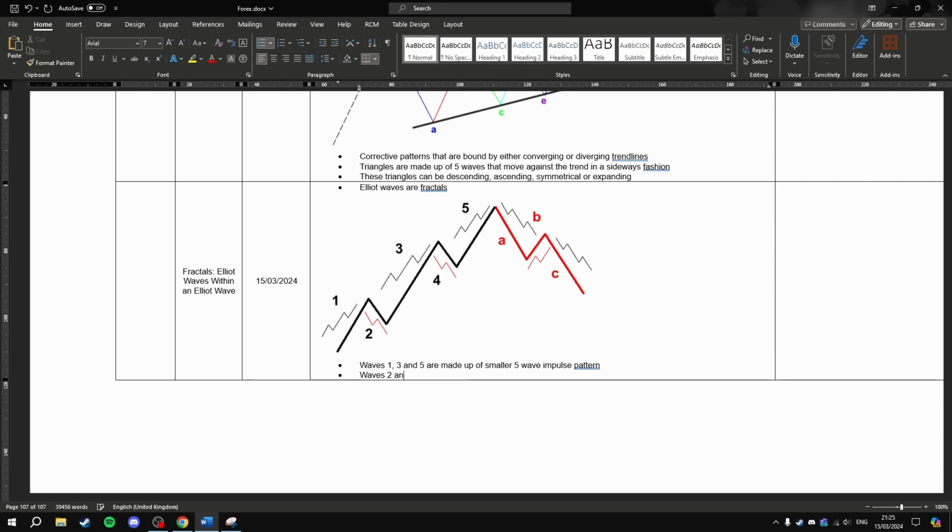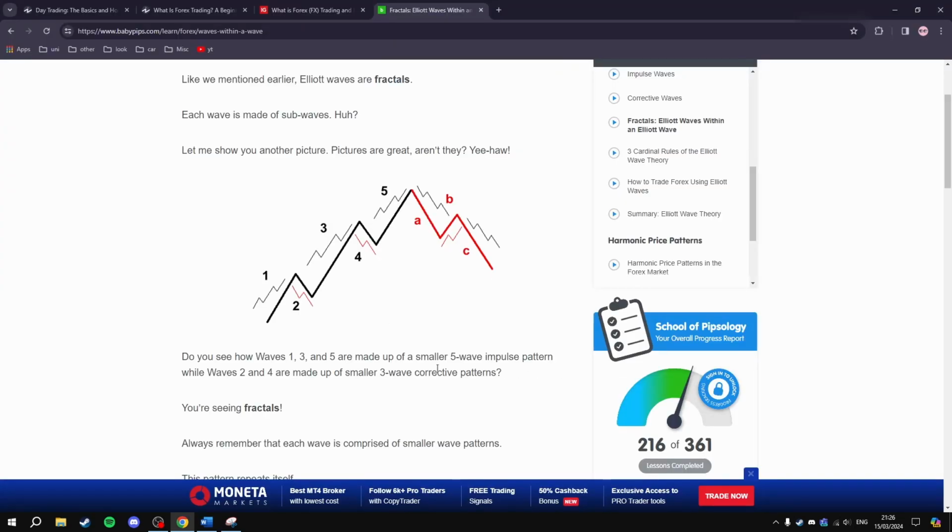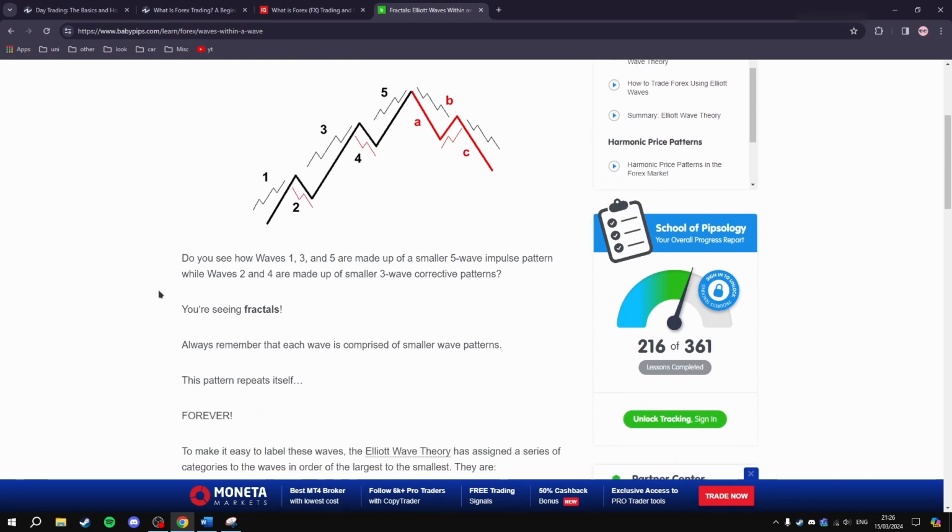Waves 2 and 4 are made up of smaller 3-wave corrective patterns. You're seeing fractals. Always remember that each wave is comprised of smaller wave patterns. This pattern repeats itself forever. So as you zoom in on one of these, for example, that's going to apply to all of that.